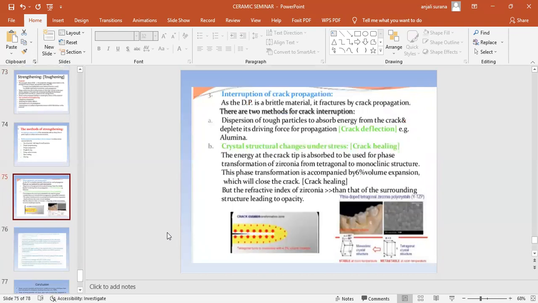Interruption of crack propagation can be done by two methods: crack deflection and crack healing. The first is dispersion of tough particles to absorb energy from the crack and deplete its driving force for propagation, for example, alumina. Next, crystal structure changes under stress. The energy at the crack tip is absorbed to be used for phase transformation of zirconia from tetragonal to monoclinic structure. This is accompanied by 6% volume expansion, and it will close the crack. So this is crack healing.